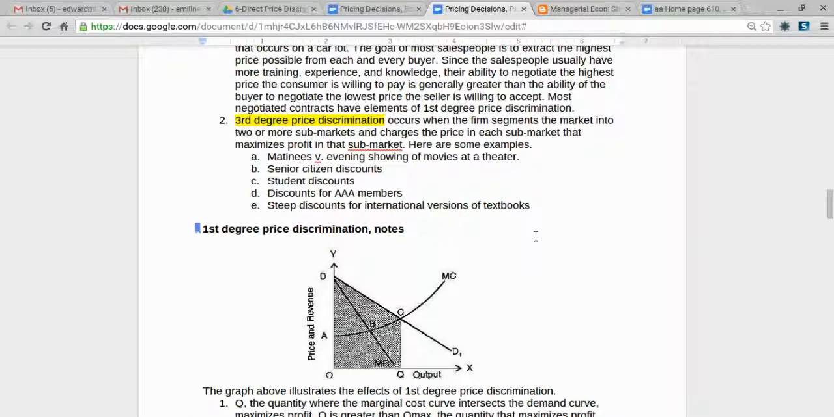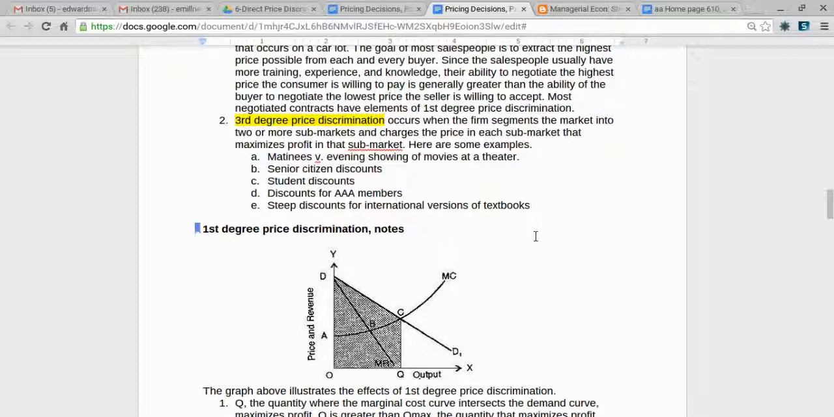Third-degree price discrimination occurs when the firm segments the market into two or more submarkets and charges the price in each submarket that maximizes profit in that submarket. Here are some examples. Matinees versus the evening showings of a movie at a theater. The marginal cost of showing the movie is pretty much the same, but matinee prices are typically lower.